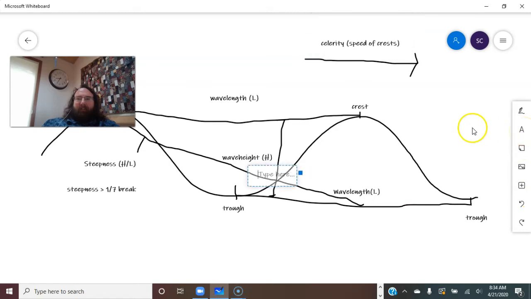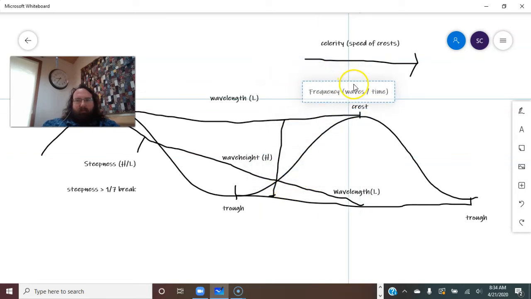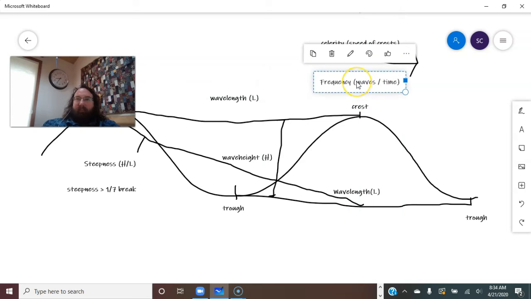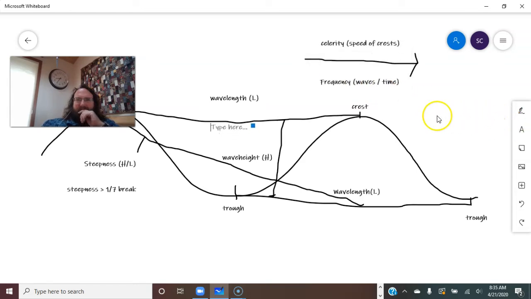The other term that is often measured is frequency. This is the number of waves per unit time. And of course, a higher speed wave you'd think would have more waves per unit time, and it kind of does, but not exactly. We'll see why in a moment.